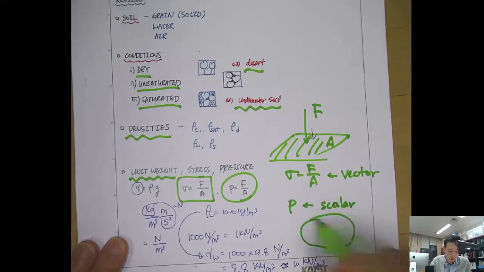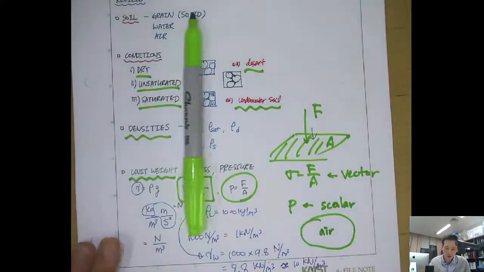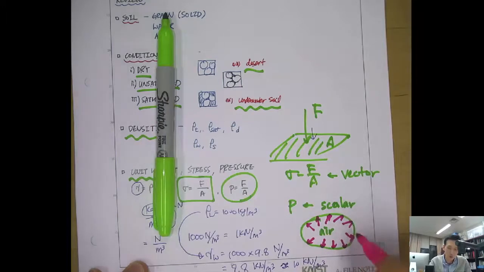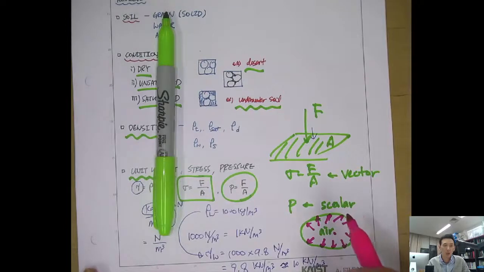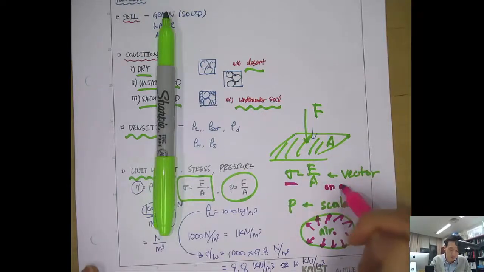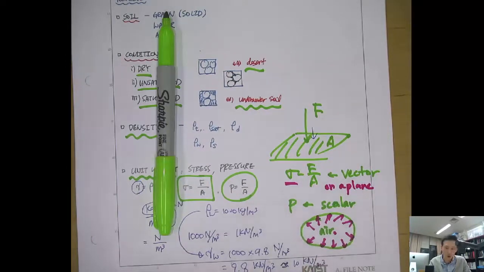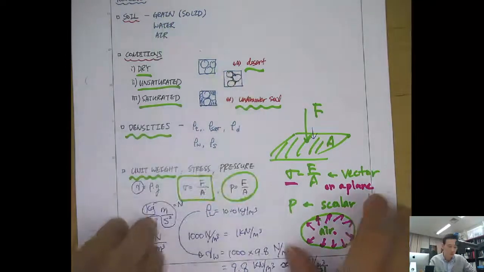For example, air has its own pressure, P, and the pressure will apply force in every direction because it is a fluid. So that's the difference. Stress is acting on a plane, and pressure acts in every direction. Okay.